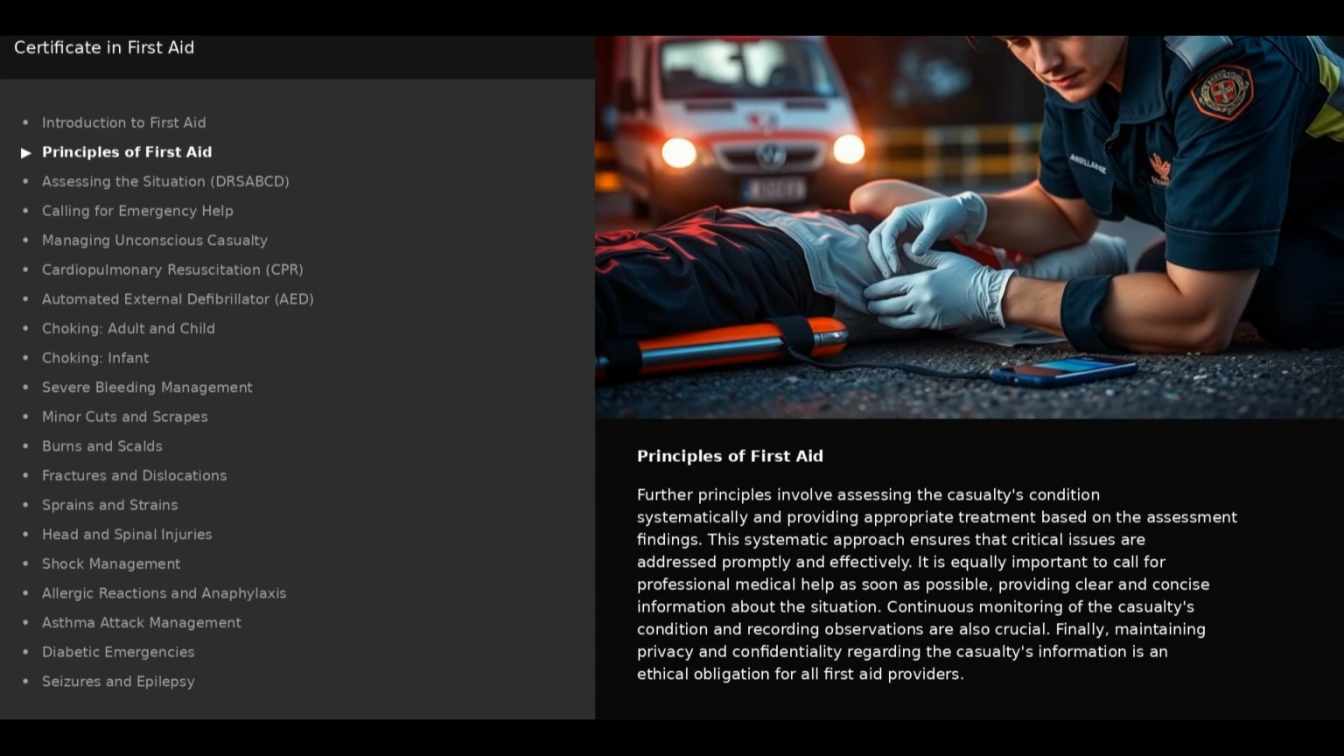It is equally important to call for professional medical help as soon as possible, providing clear and concise information about the situation. Continuous monitoring of the casualty's condition and recording observations are also crucial. Finally, maintaining privacy and confidentiality regarding the casualty's information is an ethical obligation for all first aid providers.